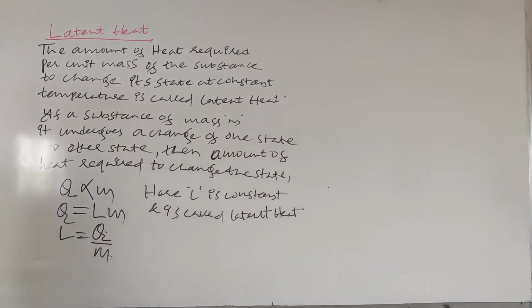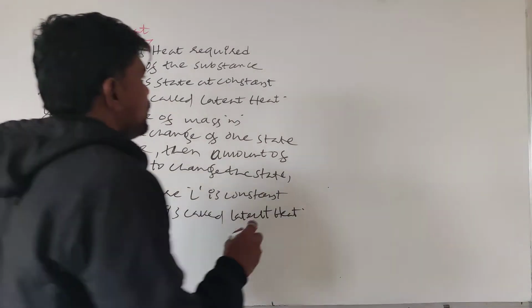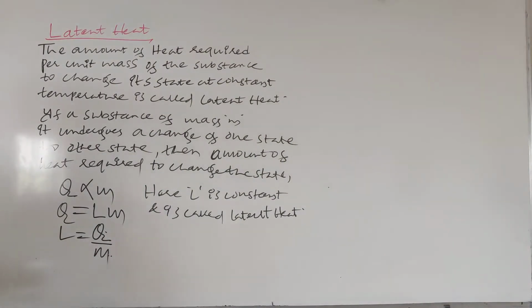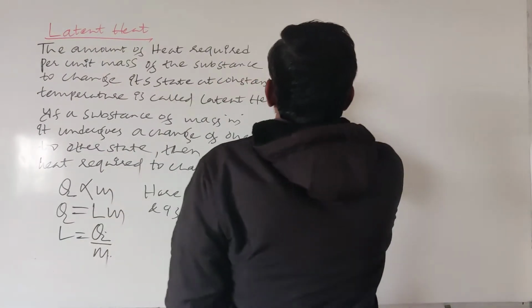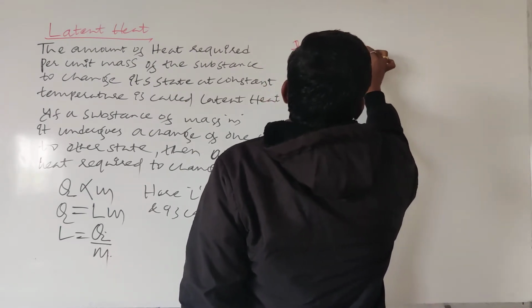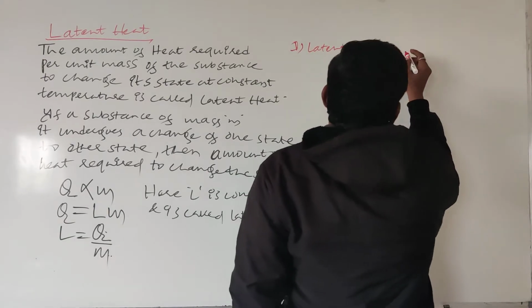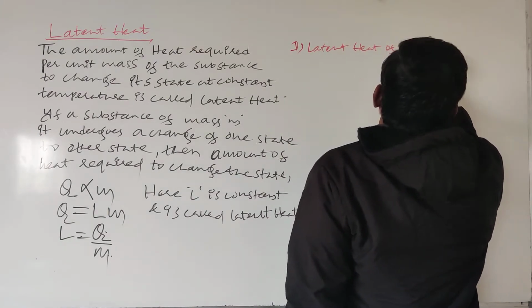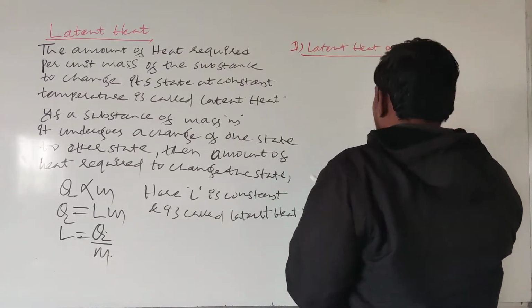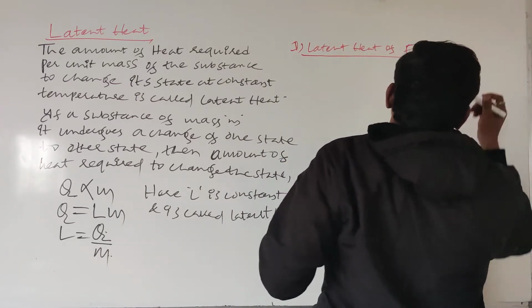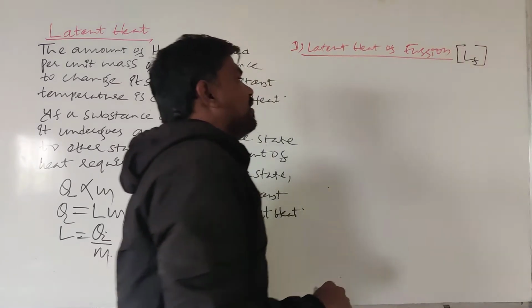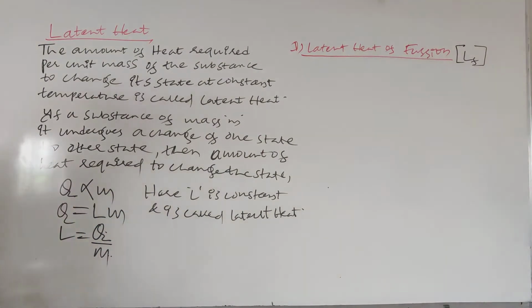Next one, latent heat of fusion. Here this is denoted by capital L, small f. Capital L small f. Right.